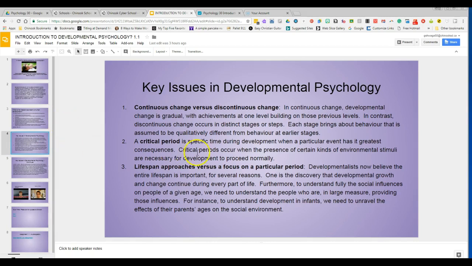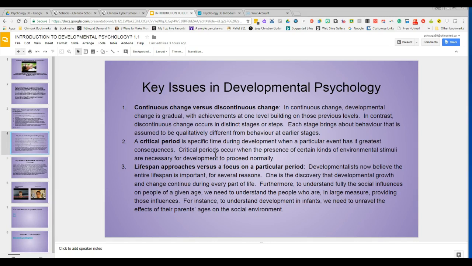A critical period is a specific time during development when a particular event has its greatest consequences. So there are some critical periods in our life, and I want you to think back right now. You obviously haven't lived as long as I have, but even in your lifespan, there are certain highlights, certain moments in your life that maybe have greater significance than others, and that would be considered a critical period. It's probably influenced your development more than some other time in your life.